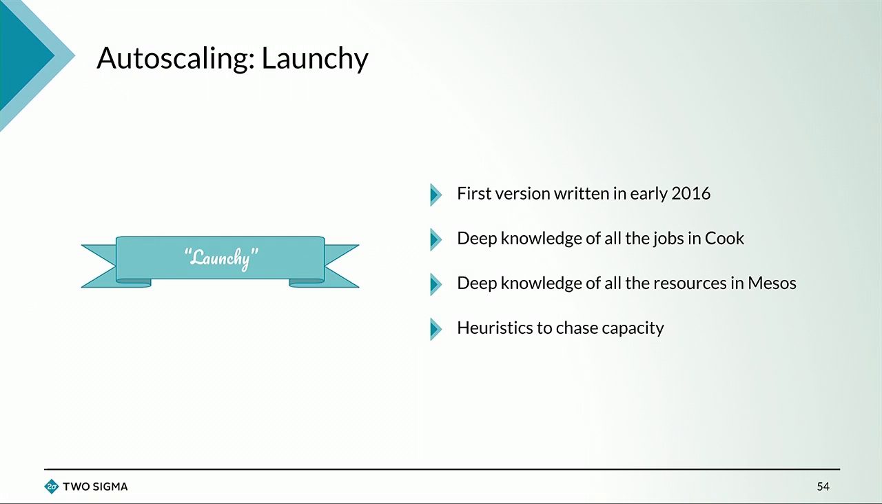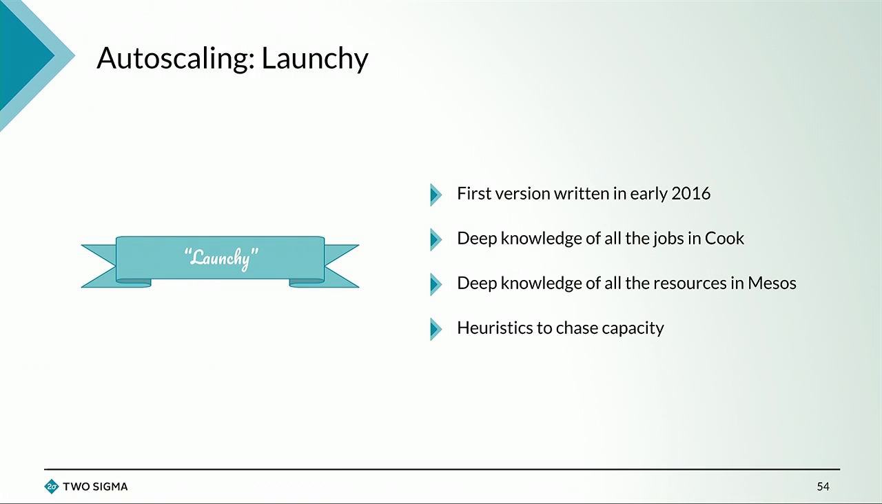So now that we talked about Cook, we can start talking about autoscaling because Cook and the autoscaler work together, and it's kind of the next logical step in the stack. So I think I mentioned this before. The first version, we wrote it in 2016. One of the reasons why we wrote the autoscaler is because we wanted to have a deep integration with the rest of the Two Sigma ecosystem, in particular Cook and Mesos.